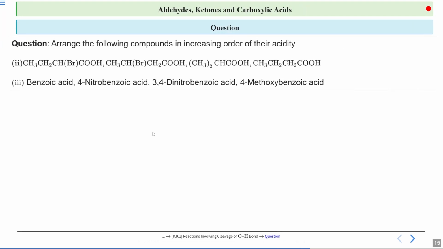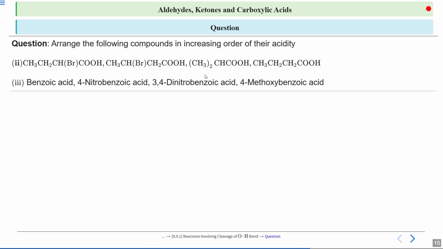Now we will arrange the following compounds in the increasing order of their acidity. You have been given 1, 2, and 3. First, let's see what the first one is. It is CH3CH2CHBrCOOH. Here you can see that Br is attached to the second carbon, and here Br is attached to the 1, 2, 3, third carbon.